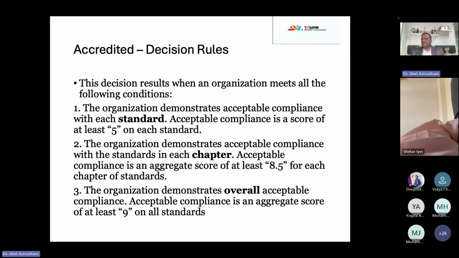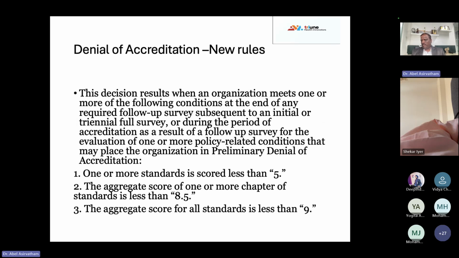So coming to the accreditation rules, the organization demonstrate acceptable compliance with each standard. It should be 5, okay, for each standard. Then the organization demonstrate acceptable compliance of at least 8.5 for each chapter. Then it demonstrate an overall acceptable compliance 9 out of 10 on all the standards to get the accreditation. The denial of accreditation: one or more standards is scored less than 5. The aggregate score of one or more chapter is less than 8.5. And the aggregate score for all standards is less than 9.